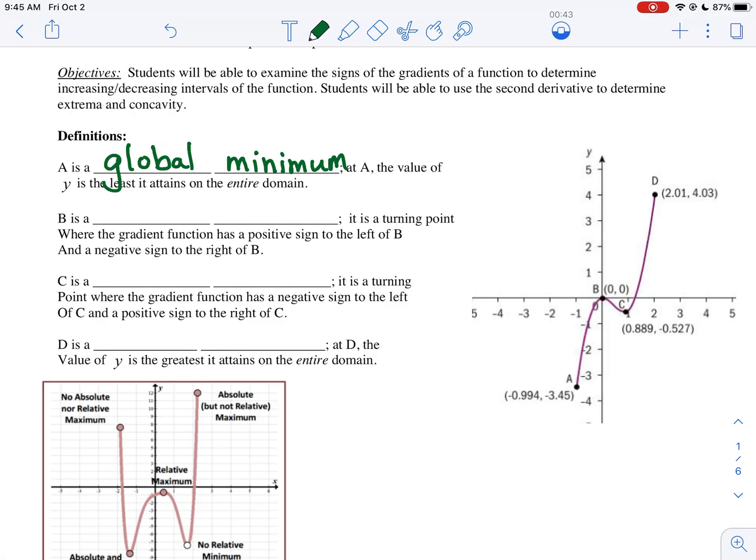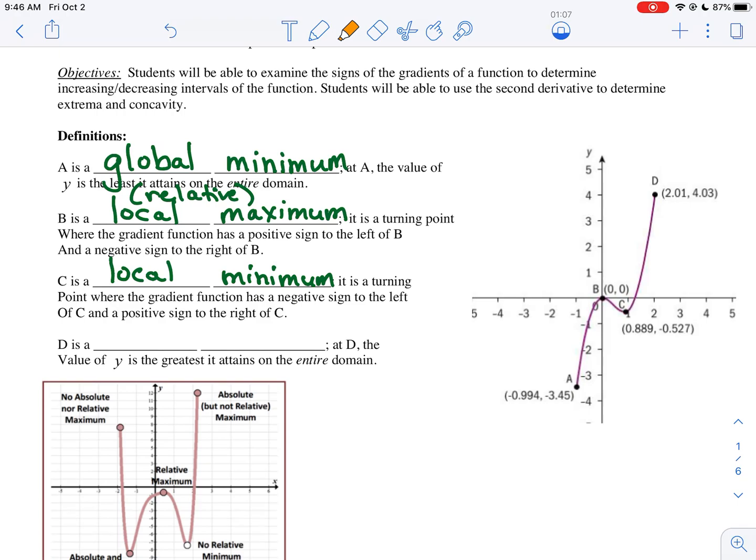Look at point B. B is referred to as a local maximum, or sometimes it's referred to as a relative maximum. C is called a local or relative minimum because it's where, and this is really important.